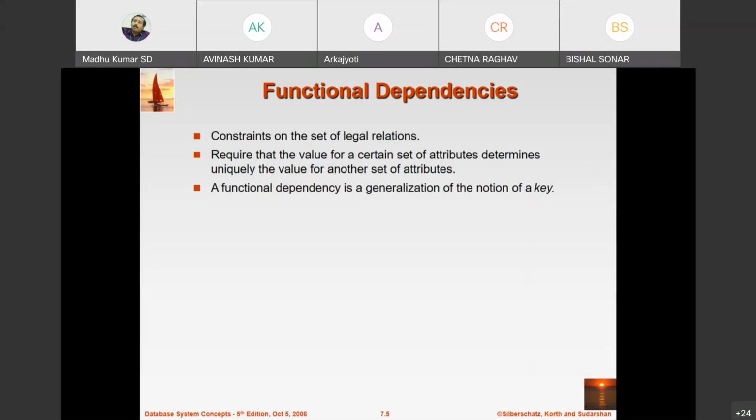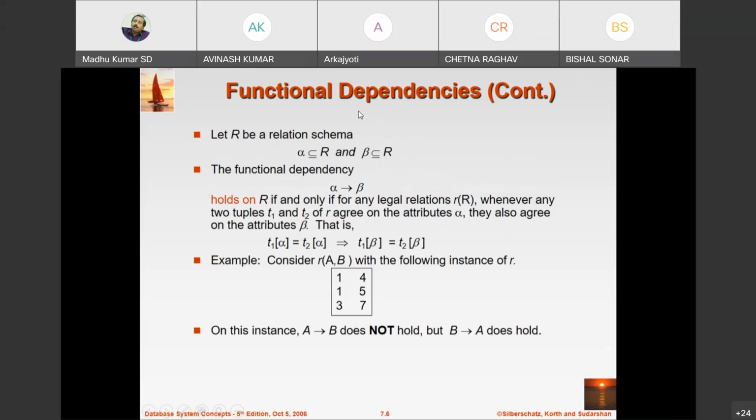Mobile number can determine roll number if mobile number is unique. If it is unique, we can say that mobile number can determine the roll number. All right. So in that case, both ways it is true. Roll number determines mobile number, and mobile number determines roll number. That may not always be the case. All right. So a functional dependency is actually a generalization of the concept of a key. Or we can say that from this concept of FD, we can define what is actually a key.